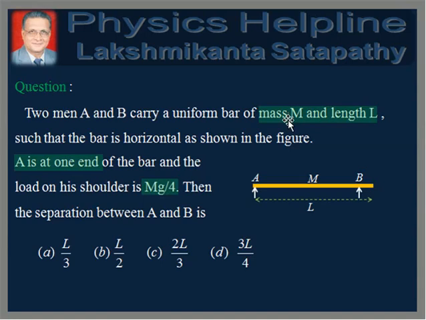Mass of the bar is equal to m and its length is equal to L. A is at one end of the bar. The load on his shoulder is given as mg by 4. We are required to find the distance between A and B.